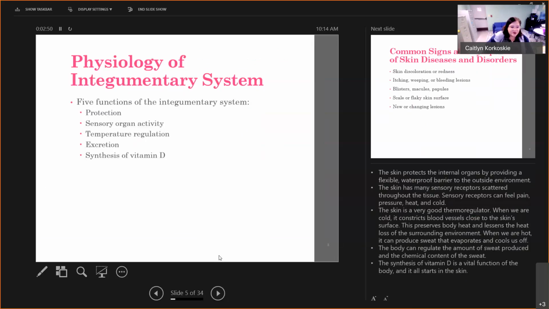Okay, so again, the 5 functions of the skin system, or I have a hard time saying this, so this is why I like to say skin, the integumentary system. It's going to help protect us from external factors. It helps us with sensory, to check the temperature outside, also to regulate our own body temperature, and then excretion, so that if it's too hot outside, we begin producing sweat to help cool us down, and then to help us with the synthesis of vitamin D.